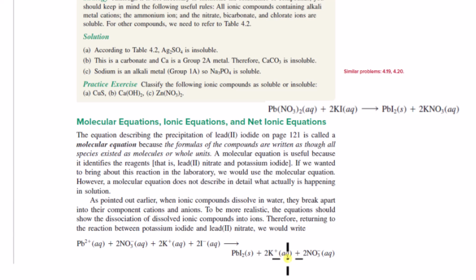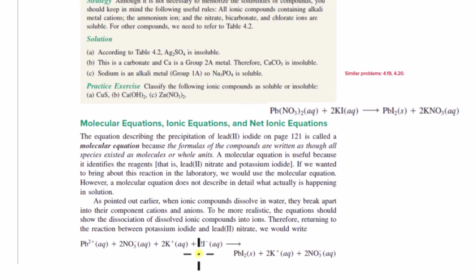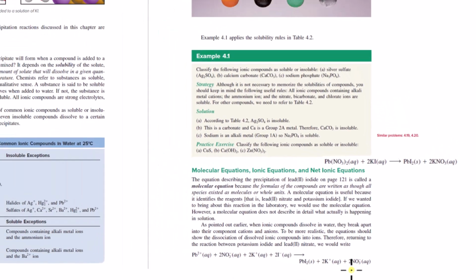Now, you can also notice here that you want to balance the molecular equation first, and then you're going to use those coefficients. So you have Pb2+ with a coefficient of 1. Then you've got NO3- with a coefficient of 2. Now, you're going to have the K+ with a coefficient of 2 and the I- with a coefficient of 2. You see, that's where the coefficients are coming from here.